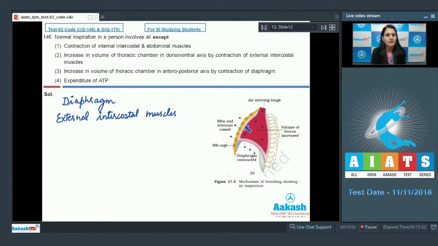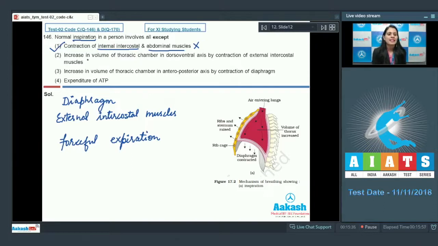Now let's proceed with our very first option. The very first option given is contraction of internal intercostal and abdominal muscles, and this is an incorrect option because the contraction of internal intercostal and abdominal muscles are involved in forceful expiration, and not in normal inspiration. So this is a correct answer to our question.